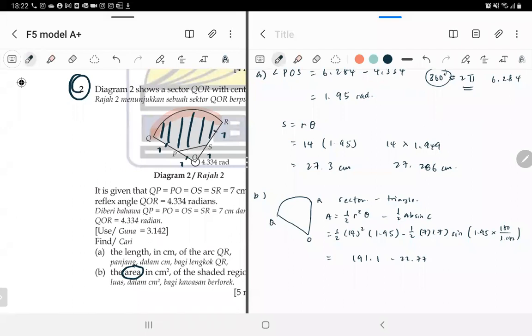I got 22.76. And so which means the answer is 168.232, and that's pretty much it. You cannot go further anymore. Yeah. Wait, teacher, you write 191.1? I got 191.002, because your radian is 1.949, right?